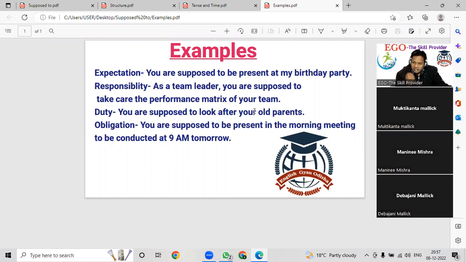You can say that you're supposed to take care of your parents. And believe me, the moment you say you are supposed to take care, you become an advanced speaker. You become a native speaker, because this is the way native speakers use a lot of sentences. So you are supposed to be modern.